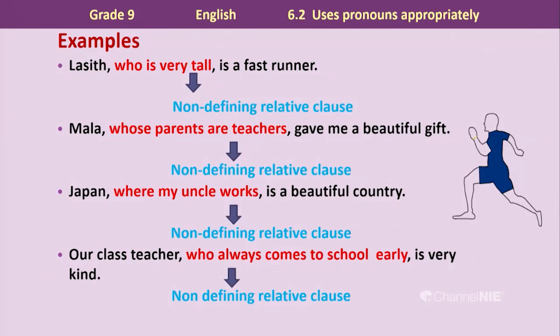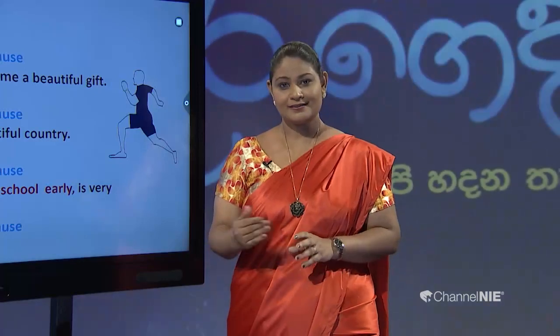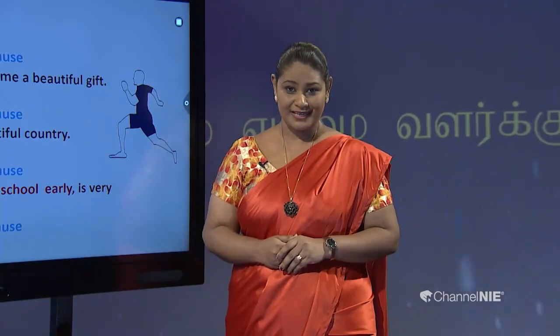Mala, whose parents are teachers, gave me a beautiful gift. Whose parents are teachers is a non-defining relative clause. That's right. Children, even if you say, Mala gave me a beautiful gift, that is enough. You don't have to say whose parents are teachers. Even if the parents are doctors, even if the parents are lawyers or whatever, Mala gave me a beautiful gift. And that is why we call it a non-defining relative clause, because you have non-essential description there about Mala. We don't need it, right?